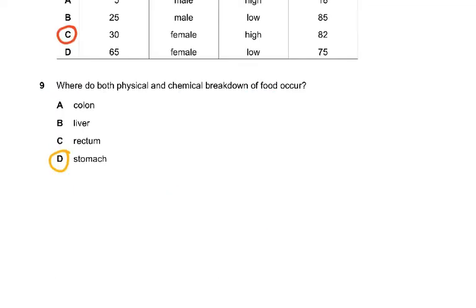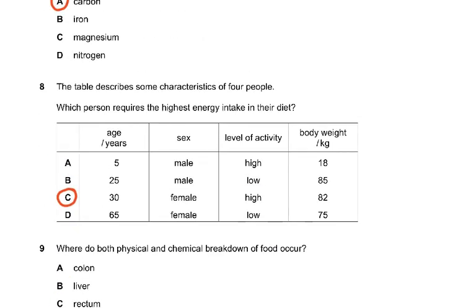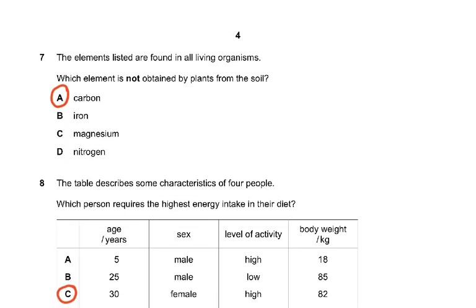Then coming on to question number 7. As you look at question number 7, the elements listed are found in all living organisms. Which element is not obtained by plants from the soil? So yes, iron, magnesium, nitrogen are all obtained from the soil, but carbon is not obtained from the soil. Carbon is from the carbon dioxide in the air, which combines with water to form glucose.